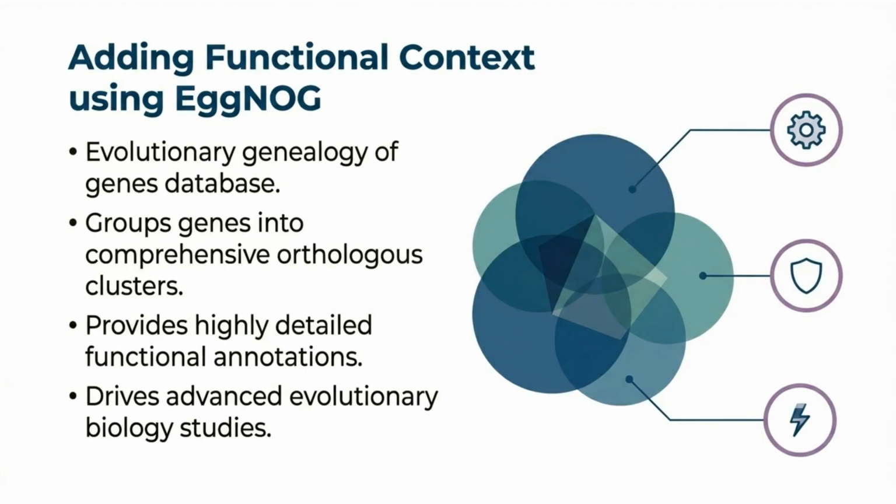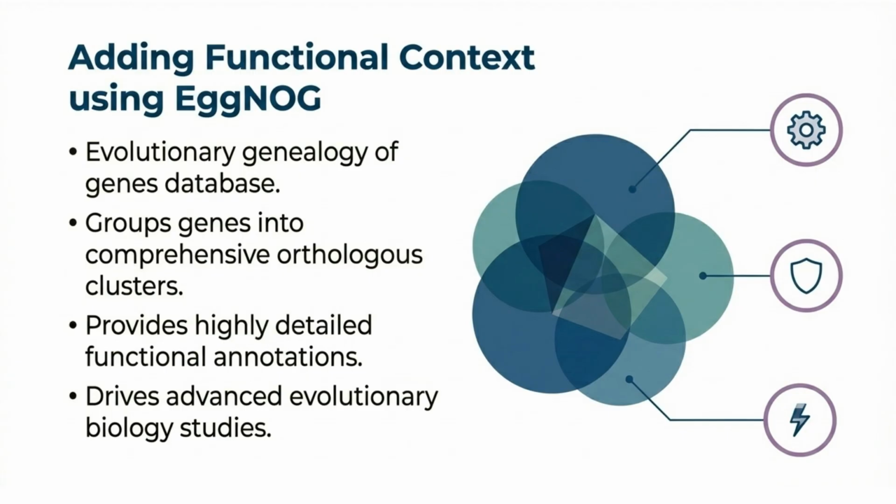eggNOG is a database that connects orthology with functional annotation. It groups genes into orthologous clusters, but it also provides useful functional information about those groups. That makes it especially helpful when researchers are not only asking which genes are related, but also what those genes are likely doing biologically. This is important in large-scale annotation projects, comparative genomic studies, and metagenomic analyses. If you look at the slide, eggNOG acts like a bridge between evolutionary grouping and functional interpretation.